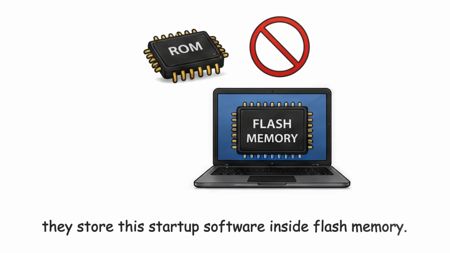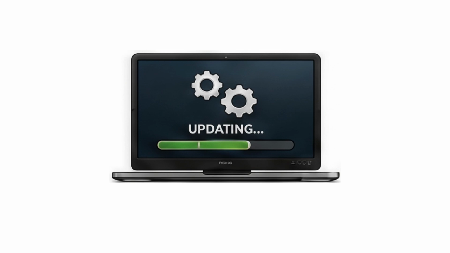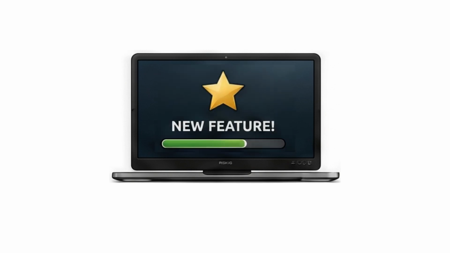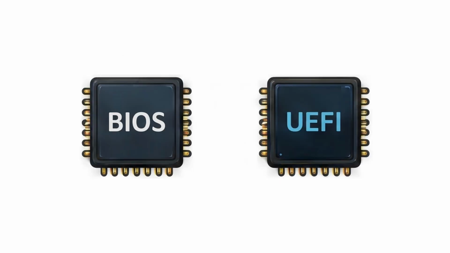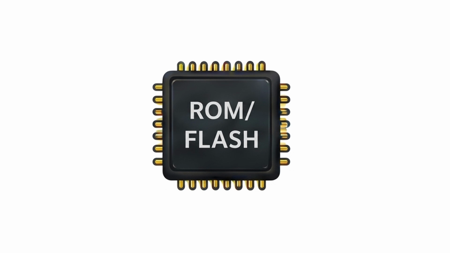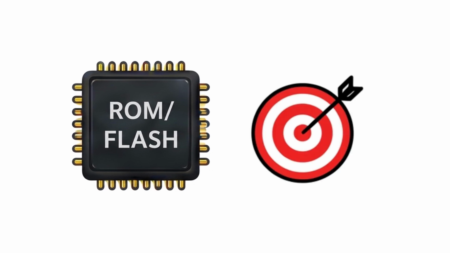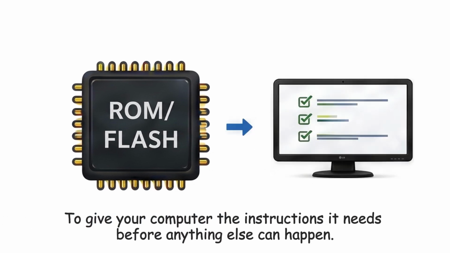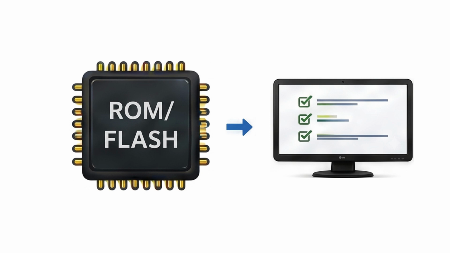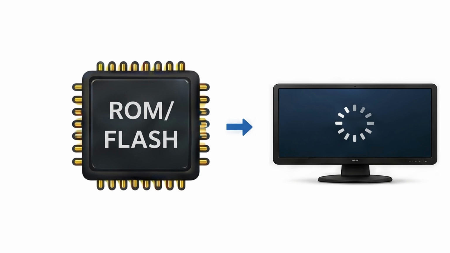Today, most computers no longer use traditional ROM chips. Instead, they store this startup software inside flash memory. This allows manufacturers to release updates that improve compatibility, fix problems, or add new features. You may have heard people refer to these updates as BIOS or UEFI updates. Although the technology has changed, its purpose remains the same: to give your computer the instructions it needs before anything else can happen. Only after those instructions have finished their job does the operating system begin loading.